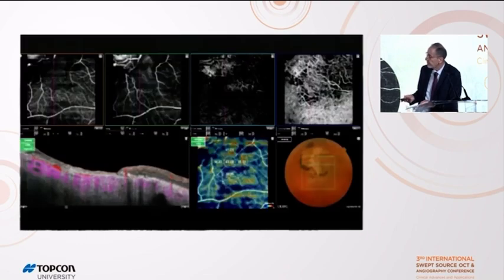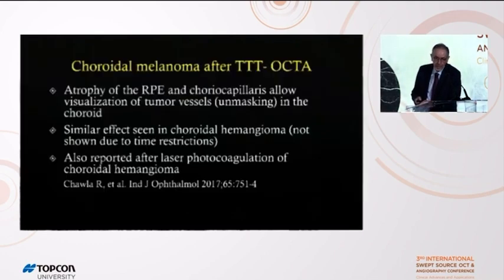And this is the OCTA showing retinal non-perfusion, probably from TTT treatment. And here you can see probably choroidal vessels or intratumoral vessels from RPE atrophy, choriocapillaris atrophy. So there is increased visibility of the tumoral vessels after treatment. And this effect I have also seen in choroidal hemangiomas, the increased visibility of choroidal vessels. This is not shown here due to time restrictions.